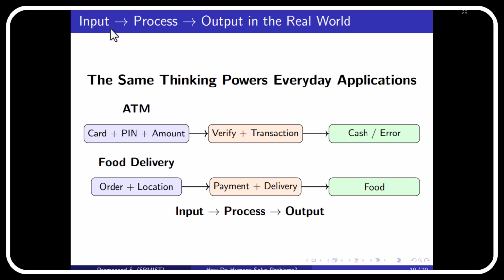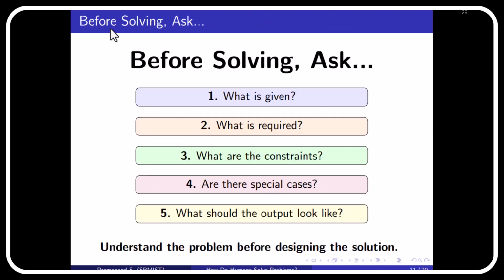But there is another important question. Before solving a problem, don't just ask how to solve it. First, ask what is given. So, what information do I have? Second, what is required? What exactly do I need to find? Third, what are the constraints? Are there any restrictions on the input? Fourth, are there special cases? What happens with zero, negative values, equal values? And finally, what should the output look like? A number, a message, or multiple values? These questions force us to understand the problem before designing the solution.